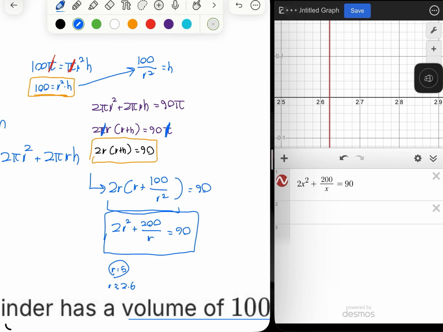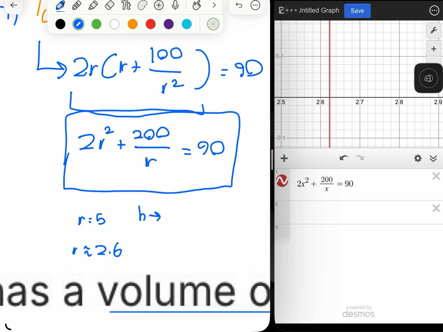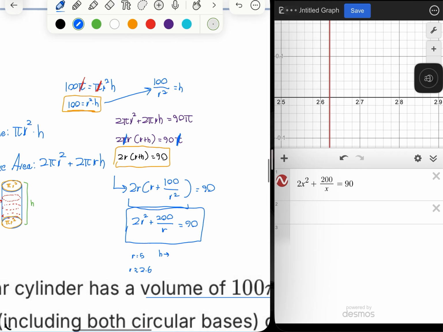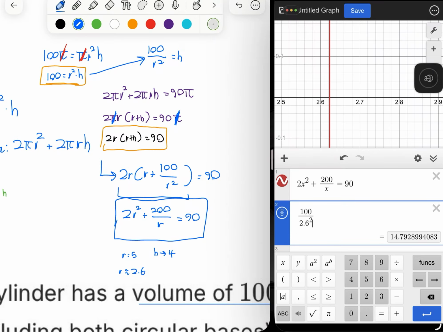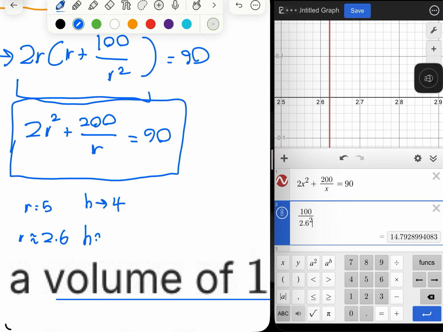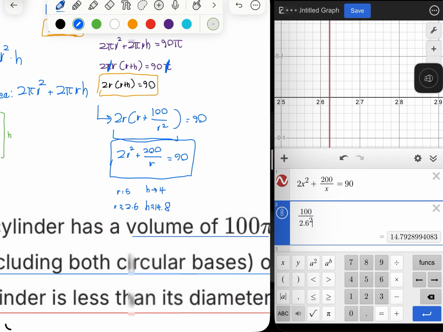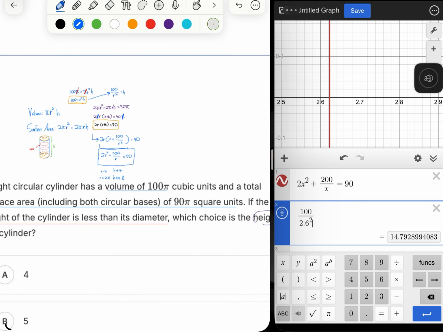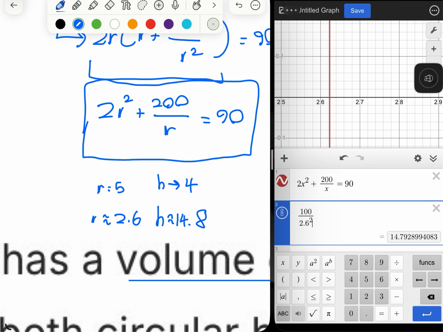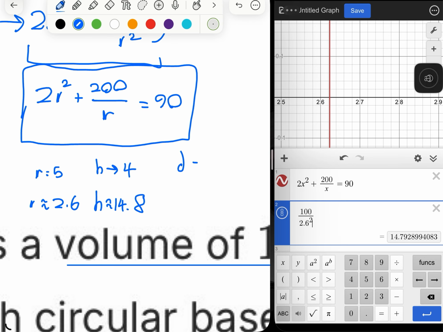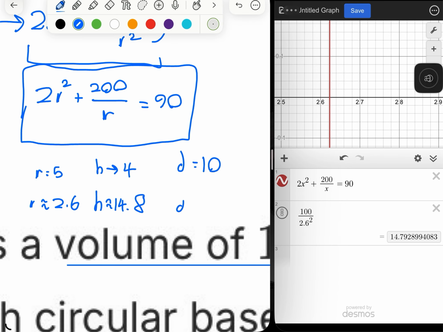If r equals 5, then what is the corresponding height? Well, we have the height equation, it's 100 over r squared. So 100 over 5 squared, that's 100 over 25, so h is 4. And then, of course, if you use 2.6, 100 over 2.6 squared gives you a height of around 14.8. Now, for the diameter, the diameter is 2 times the radius. So here the radius is 5, times 2, the diameter would be 10, and here it would be around 5.2, because 2.6 times 2 is 5.2.